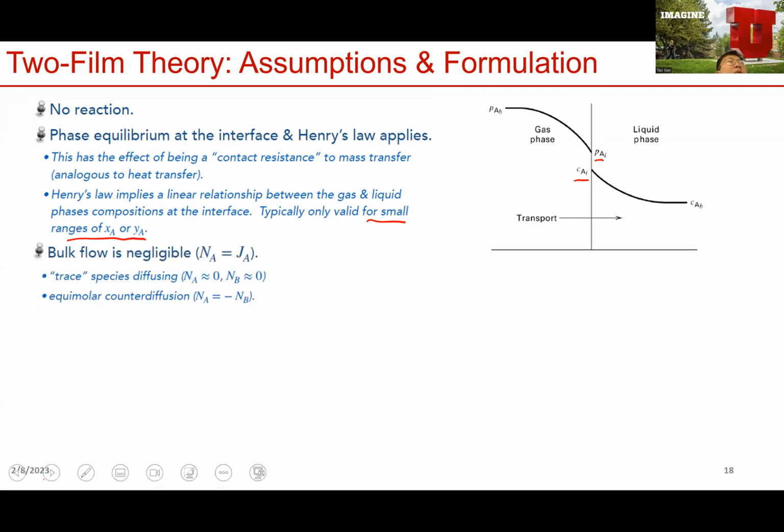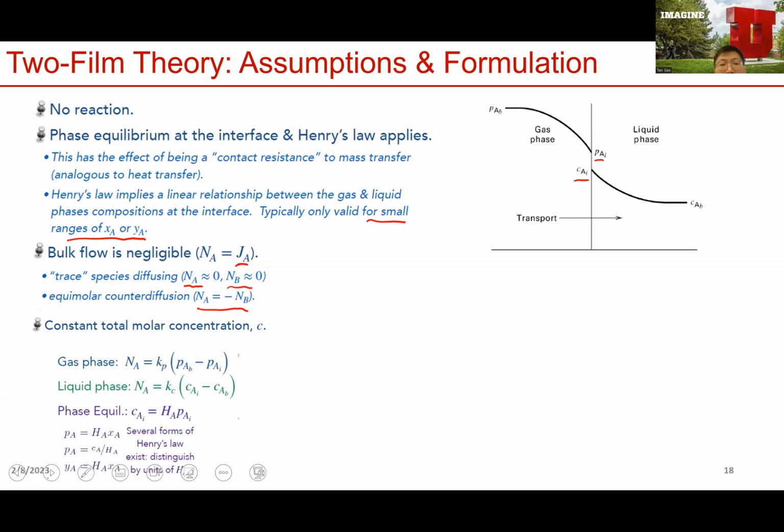Then there's no bulk flow, so the total flux equals the diffusive flux. This is valid when the total flux of A and B is very small, negligible, or you have equimolar counter diffusion. So the total flux of A equals the total flux of B, but they happen in opposite directions, so they cancel each other. And there's a constant total molar concentration C.